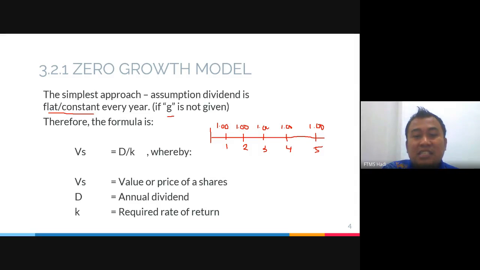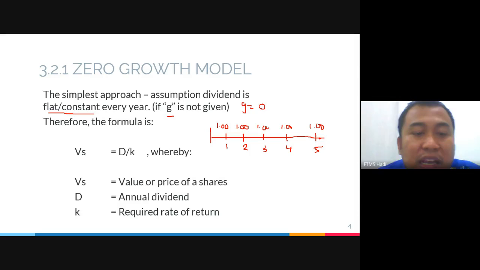G is not given. That means the growth rate. The increment between the first year and second year is not given. Second to third year increment is not given. That means G is zero. In other words, the growth rate is zero. There is no growth rate. Every year the dividend is the same. So in this case, how do we calculate the price of the particular company's share? The formula is VS, the value of shares or price of a share, equal to D. D means the annual dividend.